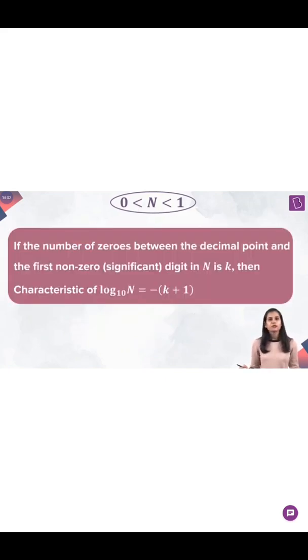So if you have any random input between 0 and 1, then just count the number of zeros between the decimal and the first non-zero digit after the decimal. Suppose there are k zeros, then minus of k plus 1 will be the required characteristic. Got it? Interesting, isn't it?